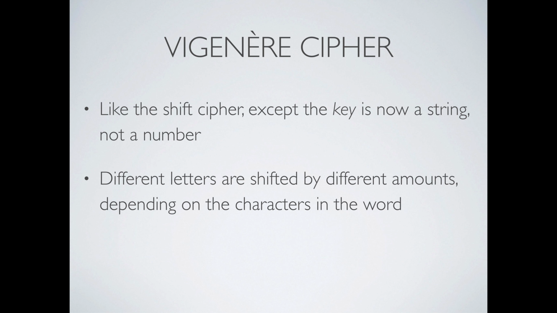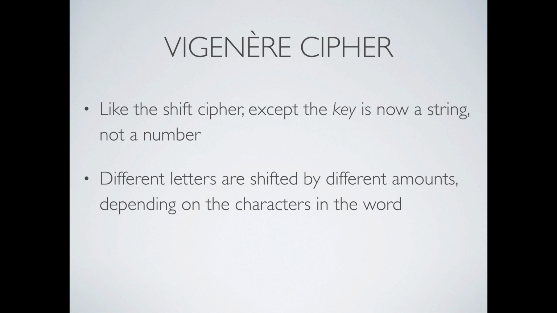Alright, so let's talk about the Vigenere cipher. So it's similar to the shift cipher, except the key, right? With the shift cipher, the key is an integer. With the Vigenere cipher, the key is now going to be a string. Alright, so it's going to add a little bit more complexity to the previous shift cipher, but it will still be relatively similar.